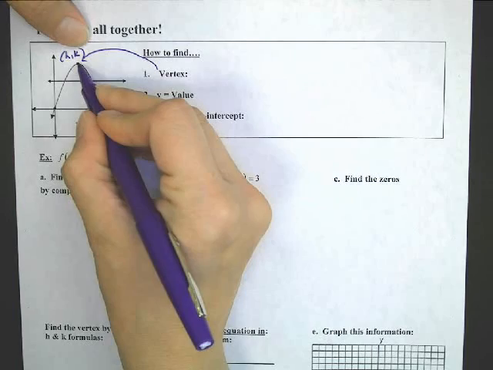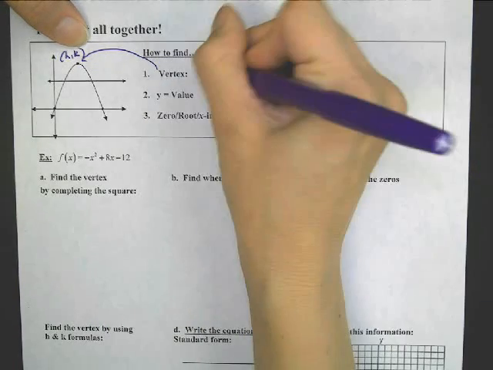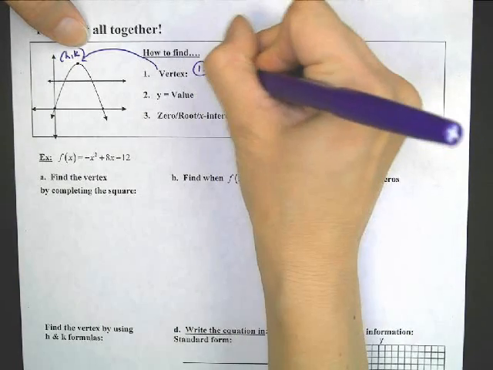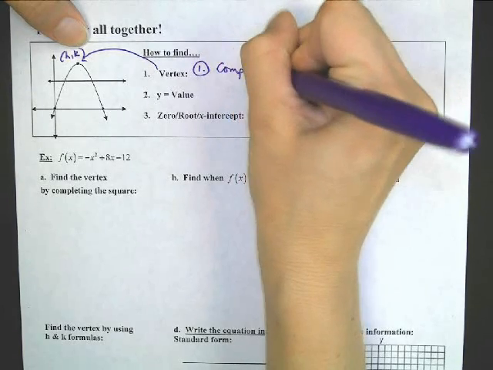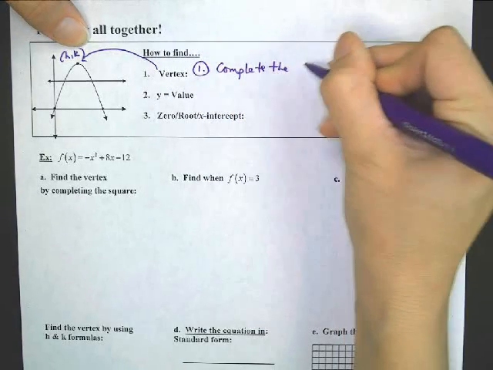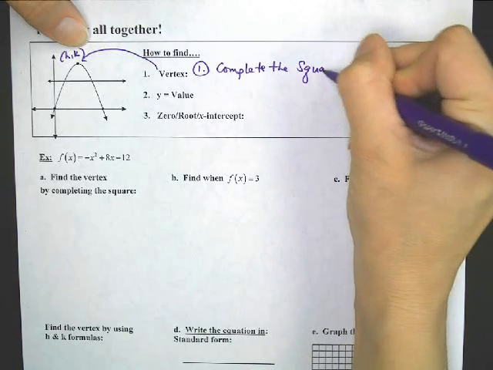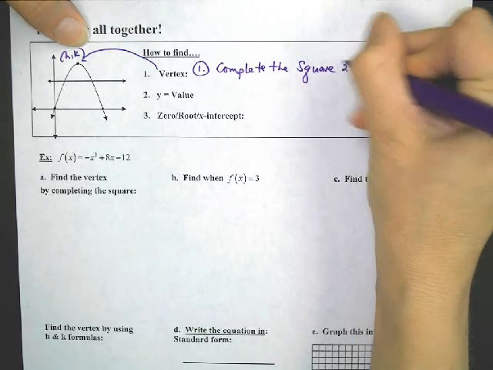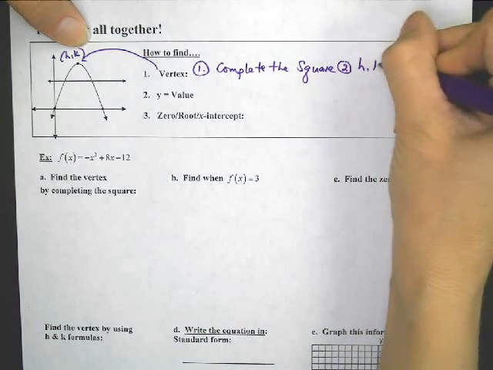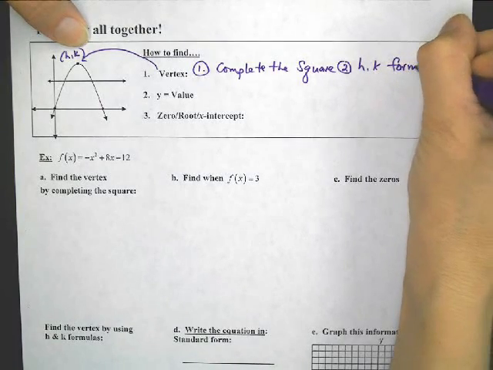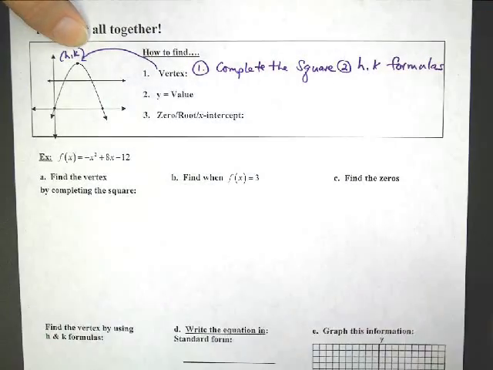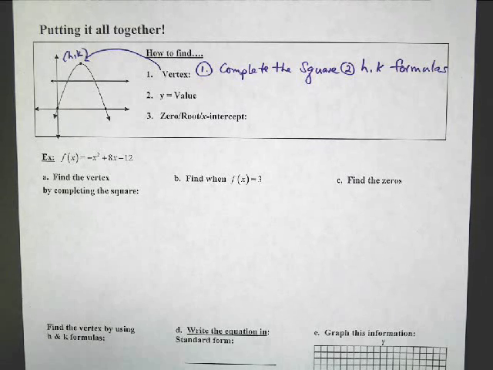So how do you find a vertex? Well, there's two things you could do. Number one, you can complete the square. Or option two, you can use the h and k formulas that we learned from today's lesson. Either way will get the job done. But that's if you want to find the vertex.